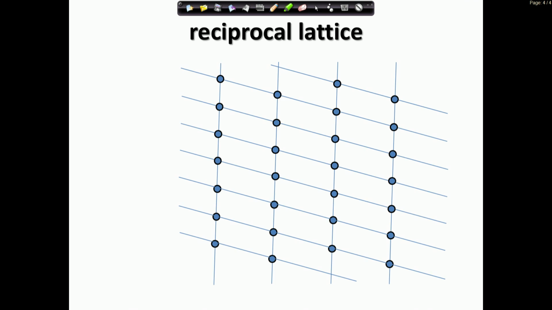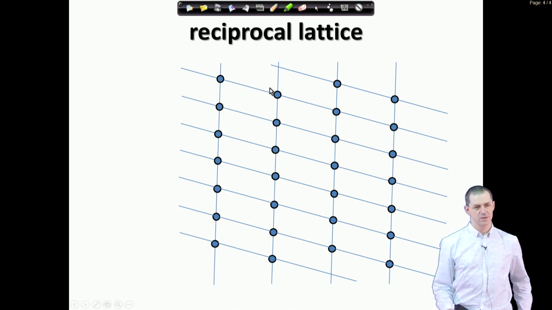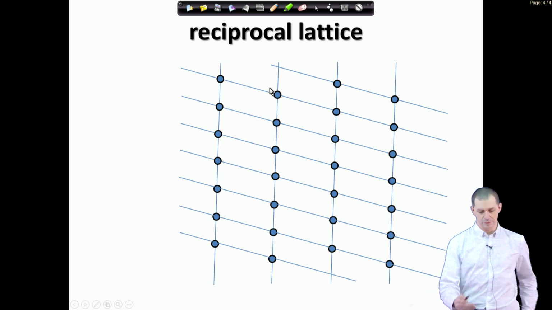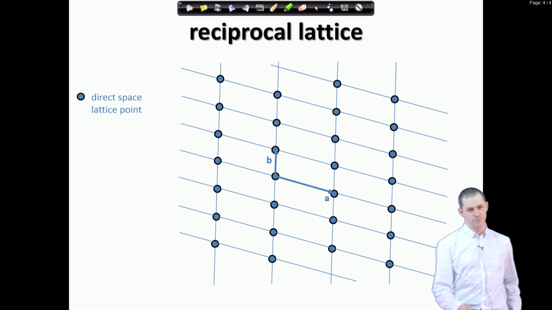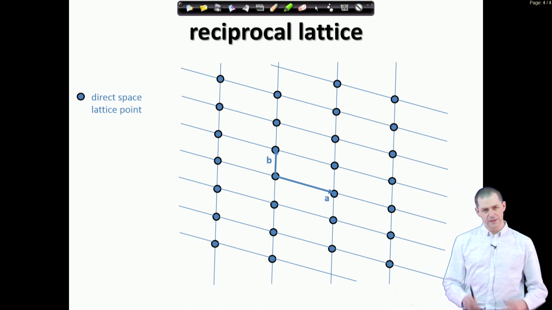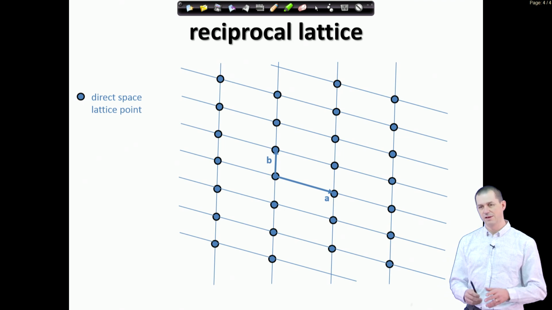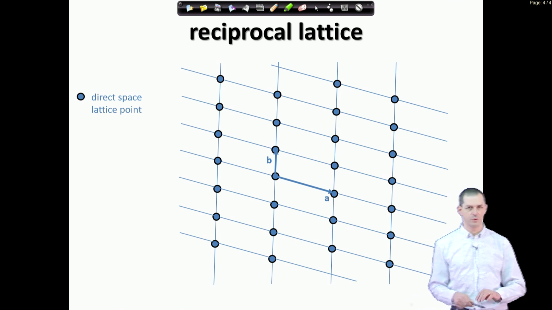So when deriving the reciprocal lattice, we can start from the direct lattice. So this is an example of a crystal lattice. The blue points here are the lattice points in direct space. So this is really the crystal lattice, and we have basis vectors A and B. Again, the C would go out of the plane, so we will stay in 2 dimensions for this explanation.